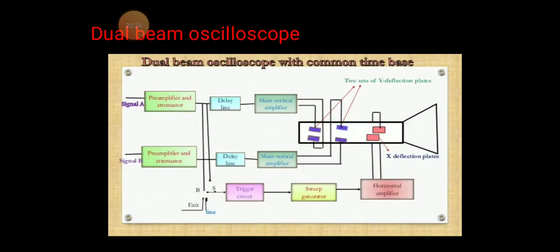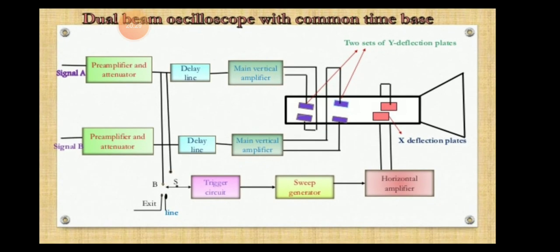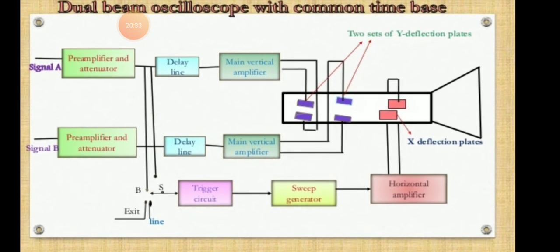We'll move on to the block diagram. So this is the block diagram of a dual beam oscilloscope with common time base. As you studied the difference, next we'll move on to the construction and working of the dual beam oscilloscope with common time base. It is the same as your dual trace oscilloscope, only you change to dual beam with common time base. So what is the operation or working principle of this dual beam oscilloscope?